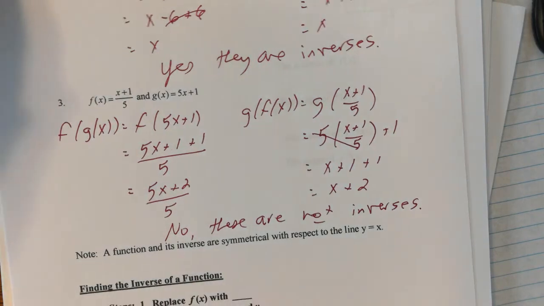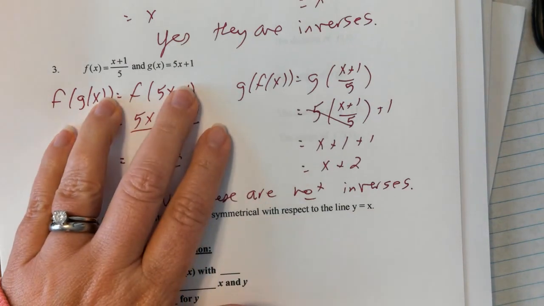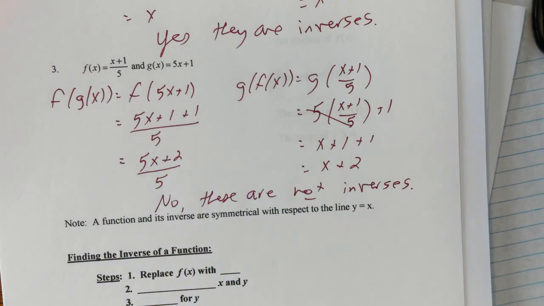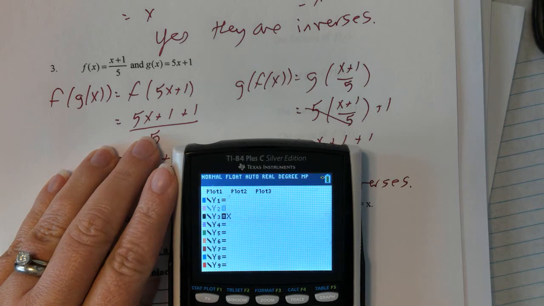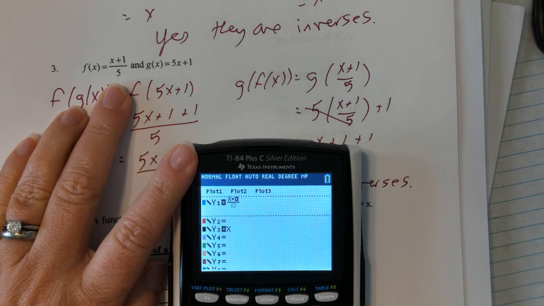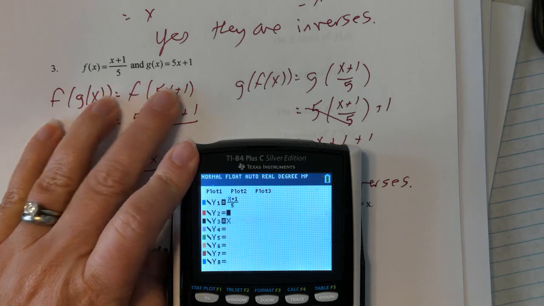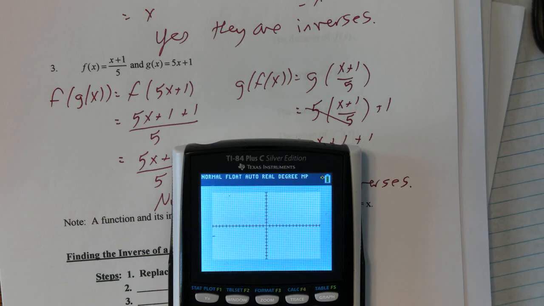All right. So we know how to verify if two functions are inverses or not. What if I just gave you a function and said, hey, you find the inverse? Oh, by the way, what if I graph that? Let's try that. I'm going to graph x plus 1 over 5 and the other one, 5x plus 1. And I'm going to leave y equals x so that we can see if they're mirror images over it. There's the original.